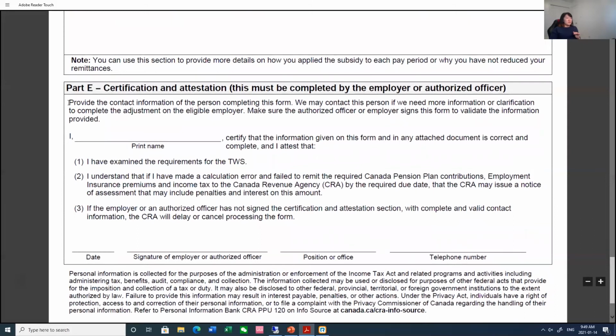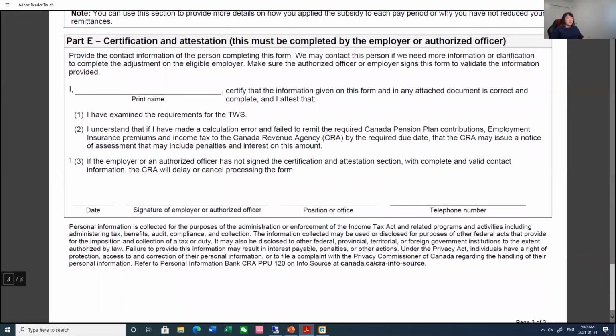One thing to notice is that if this form is not completed by the employer or authorized officer who's signing this portion, you have to provide the contact information of the person who's completing this form. So if Canada Revenue Agency has any questions or needs any additional information, they can contact this person instead of the employer or authorized officer themselves.